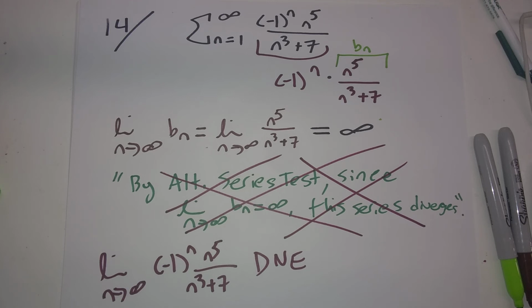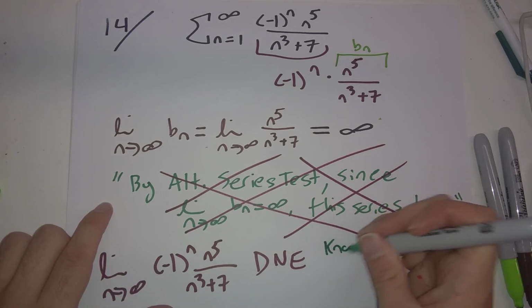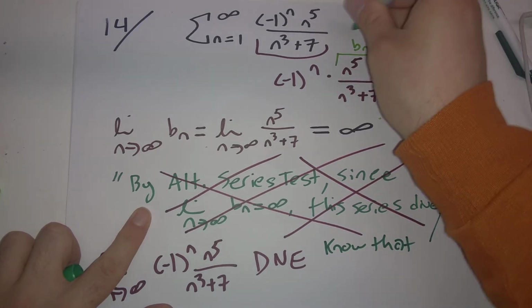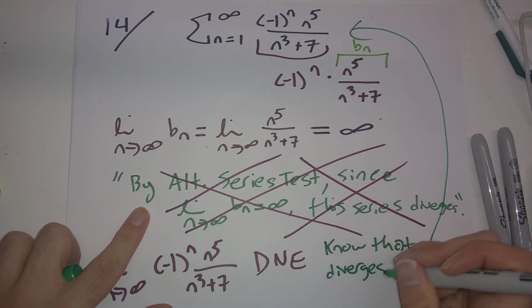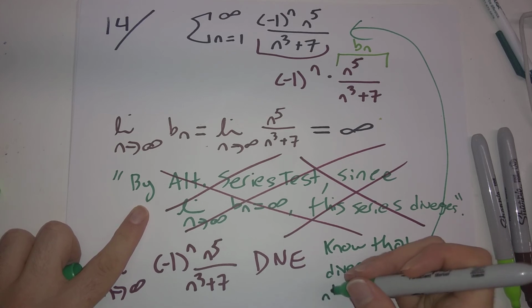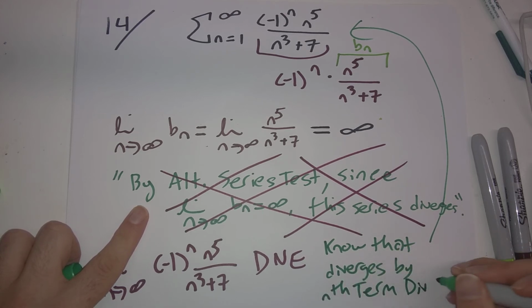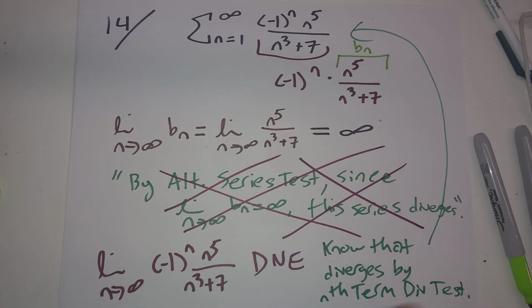And this is enough for us to know that this series diverges by the nth term divergence test. The nth term divergence test is a kind of complement to the alternating series test. We can only use it to show that some series diverge. We can't use the nth term divergence test to show that series converge. The alternating series test we can't use to show that series diverge. We can only use it to show that series converge.